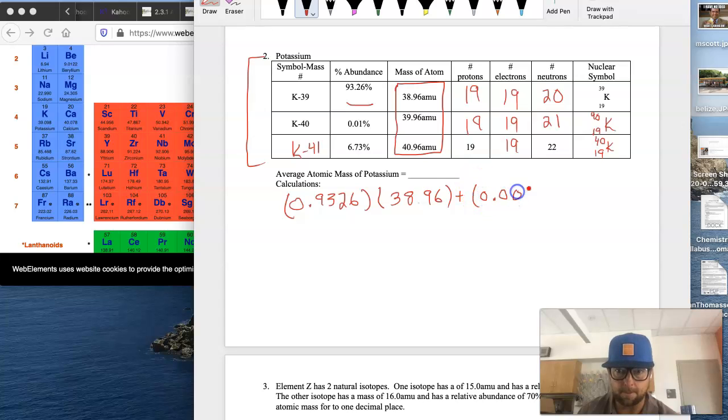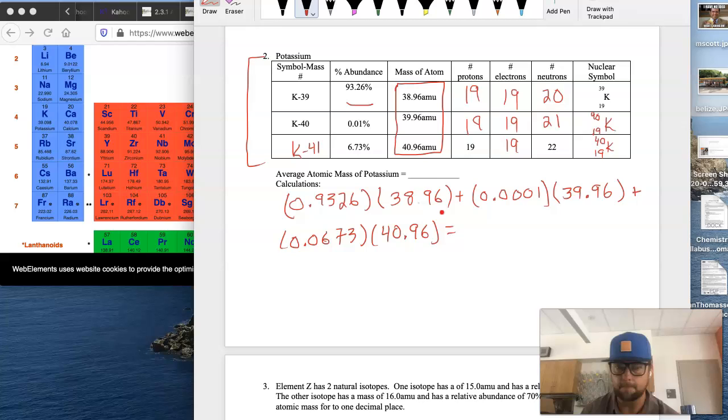It's 0.001. That's how you say 0.1% of potassium 40. And then that is 39.96. And if I add one more isotope in its abundance, 0.0673 times 40.96. I'm going to pause for 1 second to type this in my calculator.